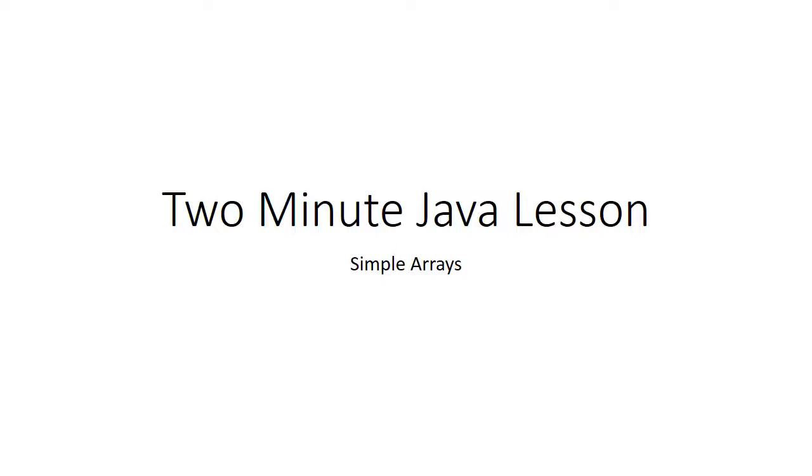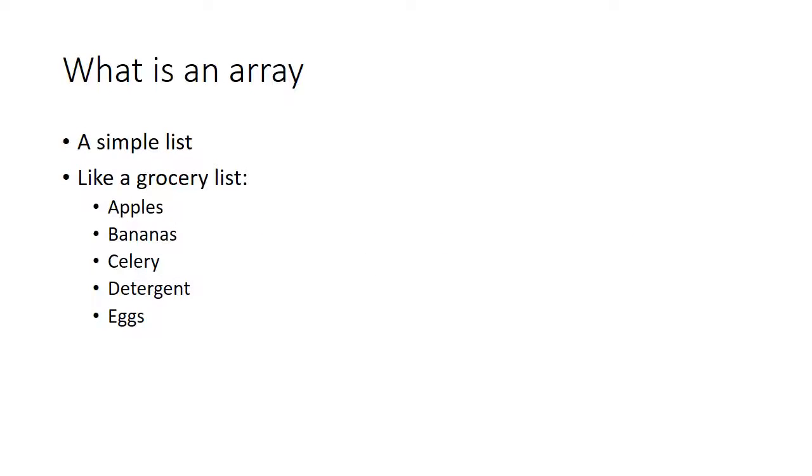In this lesson, we'll talk about making an array in Java, and then we're going to print the array. This is pretty much the simplest array that you could make. An array is a simple list, like a to-do list or a grocery list. Today we're going to make a grocery list.